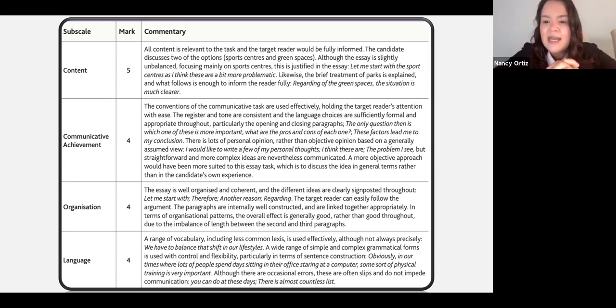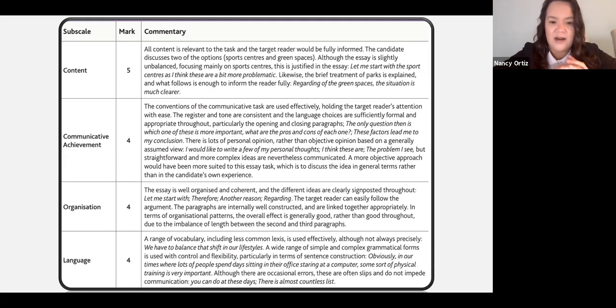The target reader can easily follow the argument. The paragraphs are internally well constructed and are linked together appropriately. In terms of organizational patterns, the overall effect is generally good, rather than good throughout, due to the imbalance of length between the second and third paragraph. So at the end, it justifies why the person didn't get a 5. But the organization is well organized, with the wording used, it was easy to follow the argument, okay?